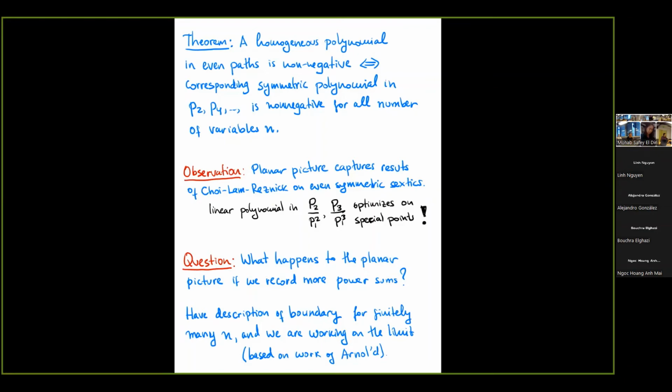Okay. Let's see. So there is one more thing that I wanted to mention. Hopefully you are aware, there is a very nice paper by Choi, Lam and Reznick that looks at even symmetric sextics, right? So these are exactly polynomials in P2, P4, P6 that are homogeneous. But here I decided to work with half the degree and also make the variables non-negative. So these are polynomials of degree 3 in P1, P2, P3 that are also homogeneous. Let's see, do I have anything that I can write this with? Oh yes, there is. That's going to be sufficient.